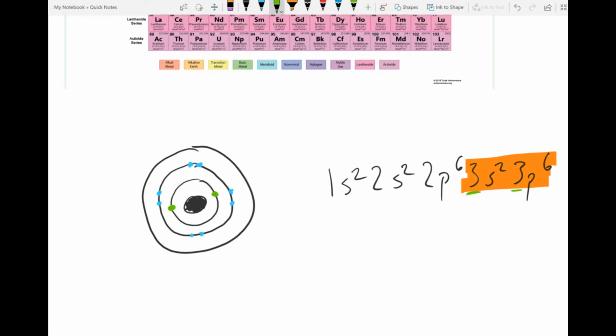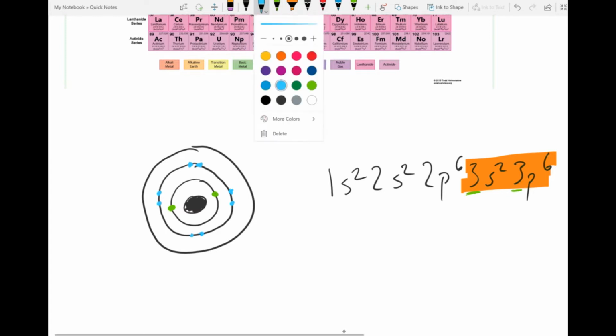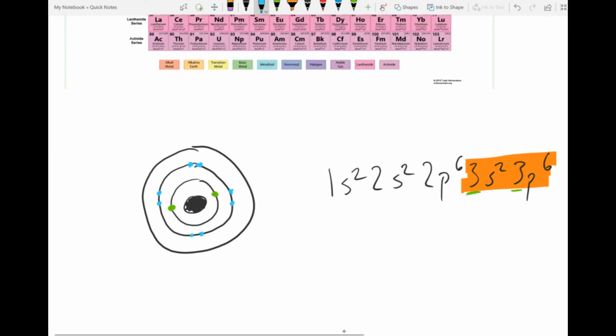So 2 and 6, that makes 8, which means for right now, even though technically speaking the third shell can hold 18, at least for right now, when it fills up, before we move on, we fill in those, and so we have 8 done.